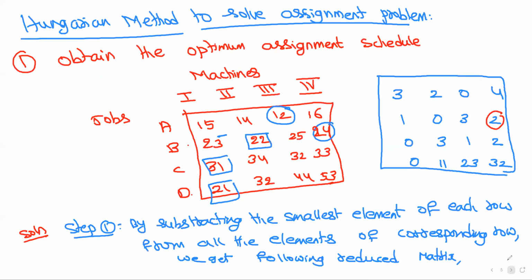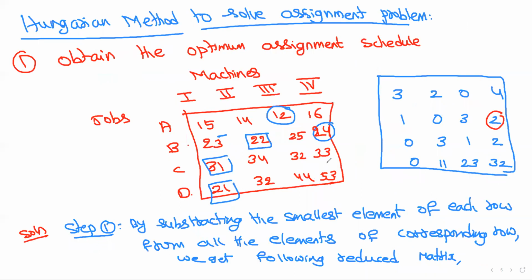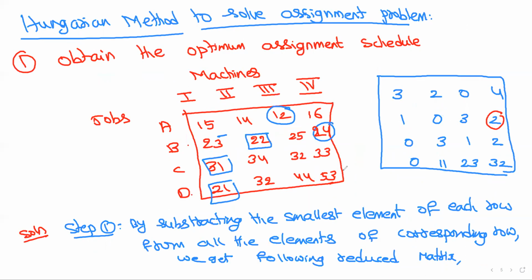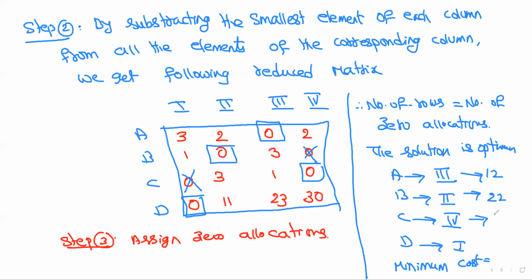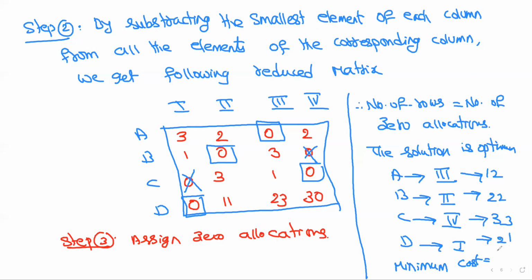Yes, here, 12. For B, the 2nd job, how much is there? For B, the 2nd job is 22. For C, the 4th job, almost 33, from the question we have. For D, how much is expected? First one is 21. Add all these values, and you get the minimum cost of transportation as 88 rupees.